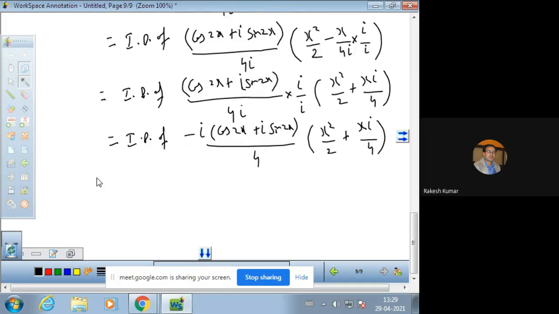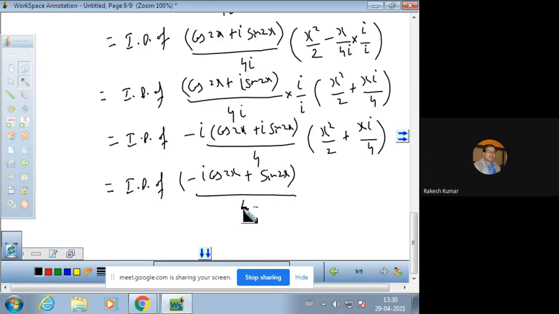Now you will have imaginary part of, multiply this minus iota inside, so you will have minus iota cos 2x, and iota will be minus 1, so minus and minus will be plus again, sine 2x upon 4, and here we have x square over 2 plus x iota over 4.